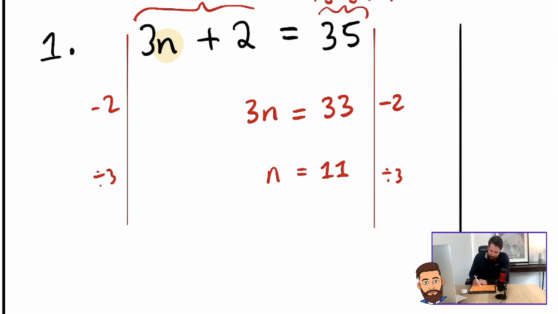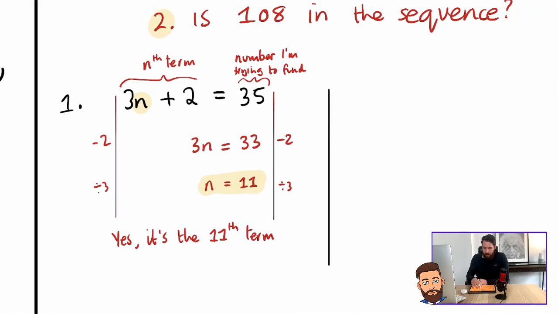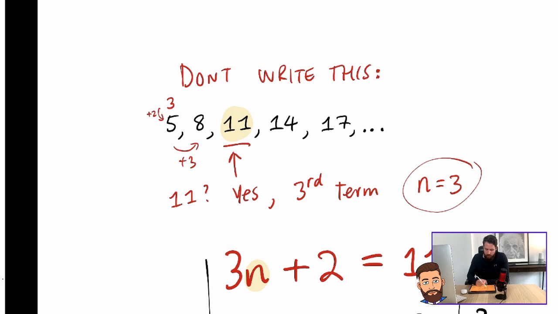Now, we have now answered our question. Is this term in the sequence? Well, what does n equals 11 mean? Remember, n represents a term in the sequence. This means that 35 must be the 11th term. So I can say yes, it's the 11th term, okay? Which I proved a second ago. I proved when I added on 3 each time, it would have been the 11th term, okay?